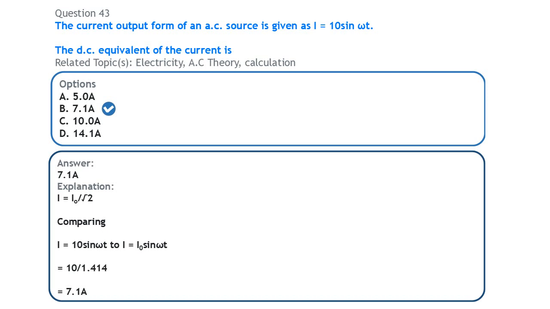Now I equals I naught sine omega t, that is, the current is equal to the peak value times sine omega t. If you compare that to what we have been given in this question, that means our I naught, the peak value of the current here, is 10. You will now use this formula: the DC equivalent of the current is equal to the peak value, which is 10, divided by root 2, and root 2 is 1.414. So we have 10 divided by 1.414, which is 7.1 amperes.